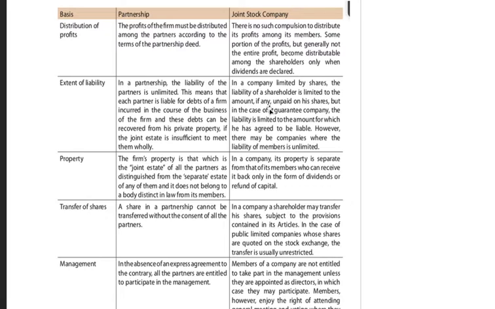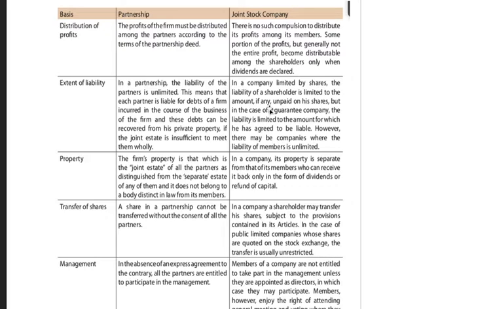If the partnership firm is unable to meet the liability, then the private property of the partners is also liable. Their own house, their cars, their valuables can be sold off for the debts of the partnership firm, for discharging the liabilities of the partnership firm. Why? Because we are agent as well as principal of the firm.